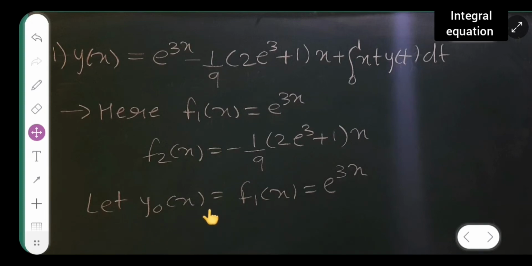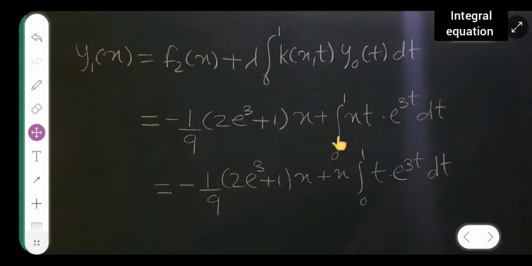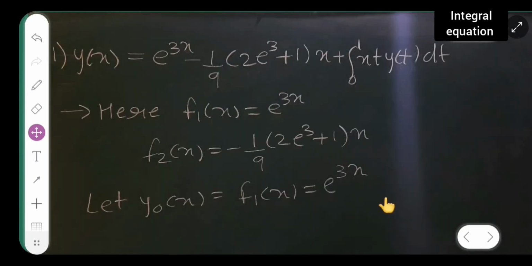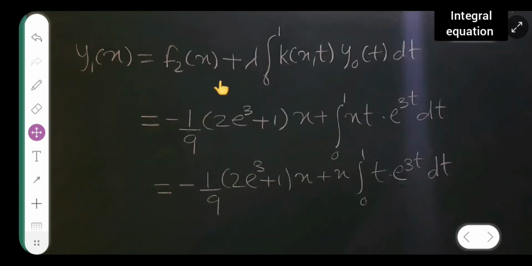Now what is my y0 of x? It is this f1 of x here, which is equal to e raised to power of 3x. Next, let us find out what y1 of x is: equal to f2 of x plus lambda integral from 0 to 1 of k of x comma t, y0 of t dt. Now what is my f2 of x here? My f2 of x is equal to minus 1 upon 9 into (2e raised to power of 3 plus 1) into x. Plug it here.